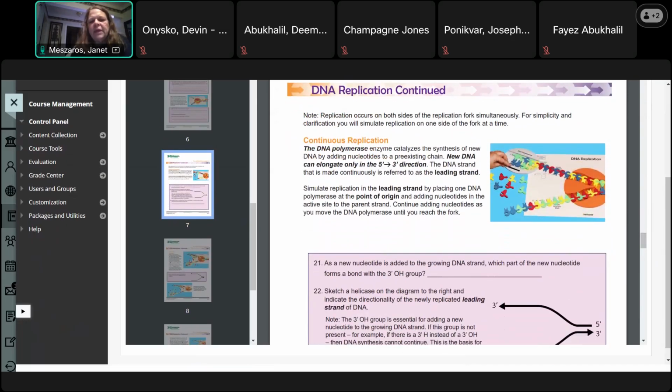So it says, note, replication occurs on both sides of the replication fork simultaneously. For simplicity and clarification, you will simulate the replication on one side of the fork at a time. It's occurring simultaneously, but you can't do it that way in the model because it's too confusing. So you're going to do one at a time, but it's happening simultaneously in the real world.